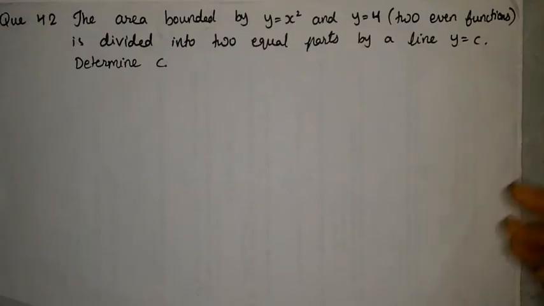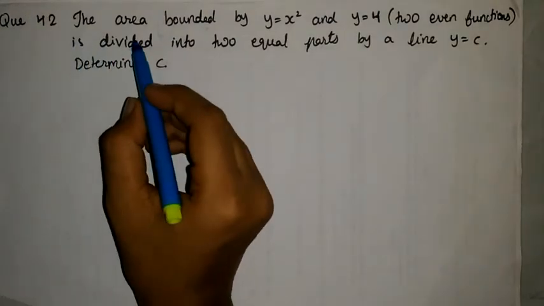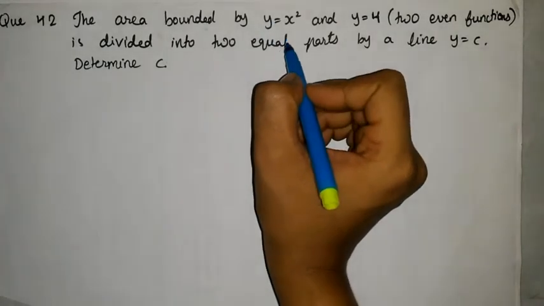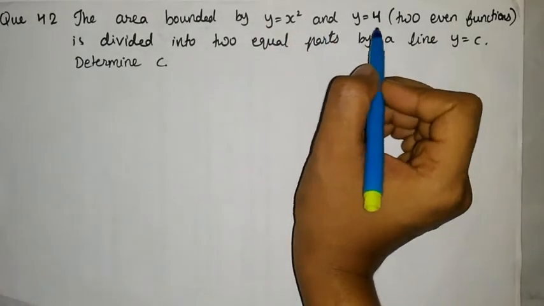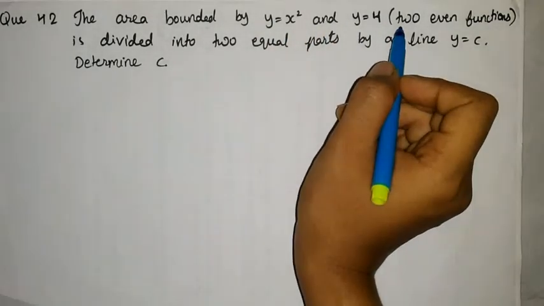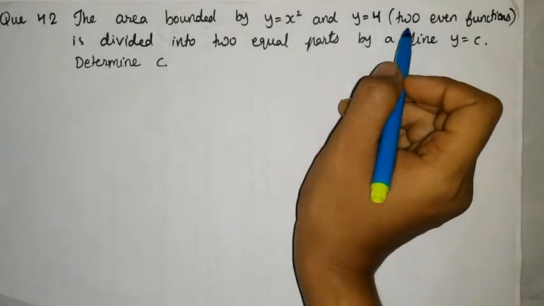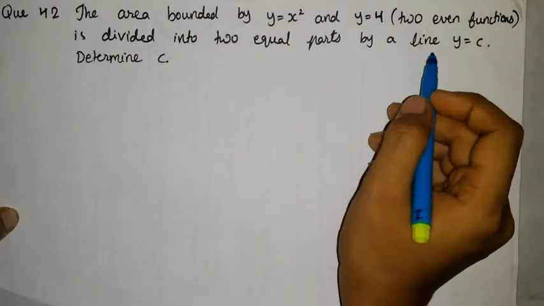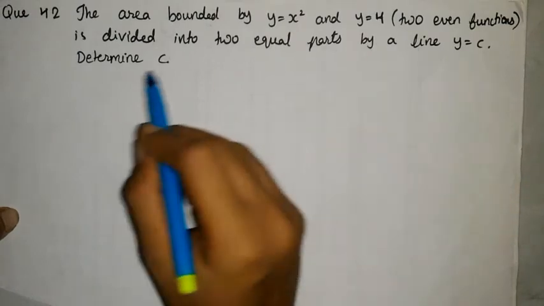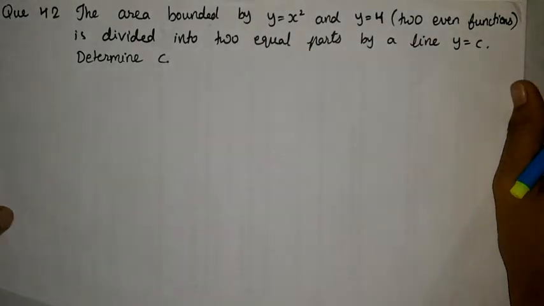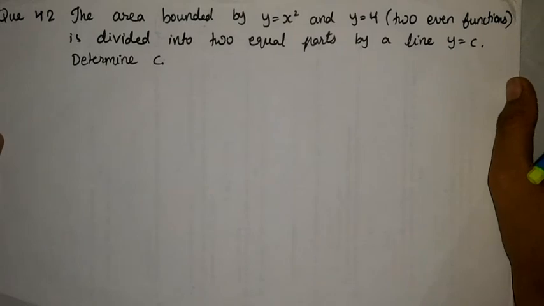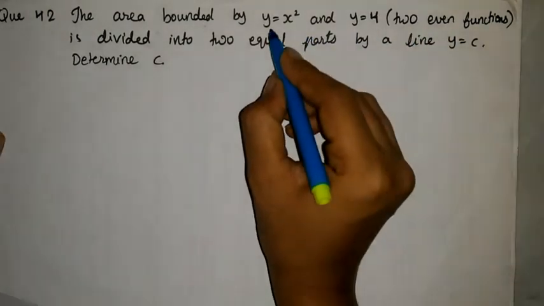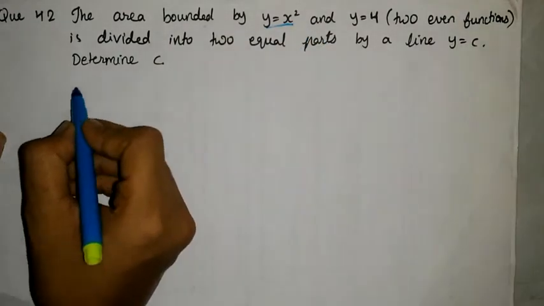So the question is: the area bounded by y is equal to x square and y is equal to 4, an even function, is divided into two equal parts by a line y is equal to c. Determine c. So here we have to find the point c. First of all, let's draw the graph of y is equal to x square.